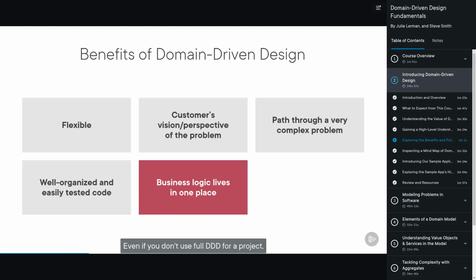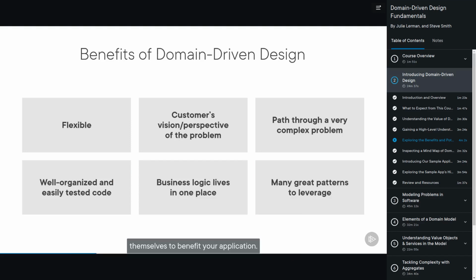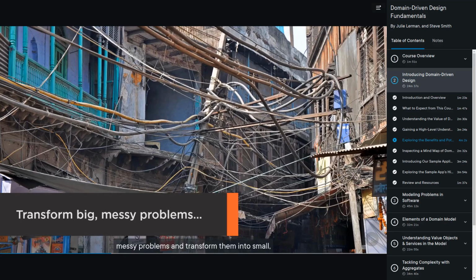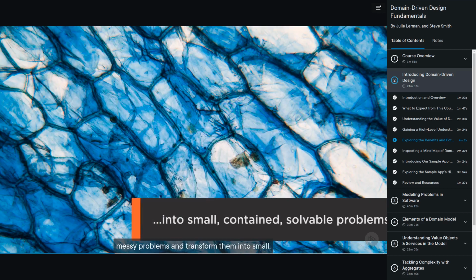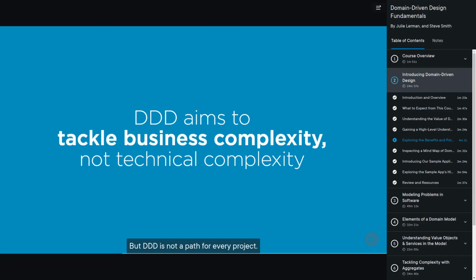Even if you don't use full DDD for a project, there are many patterns and practices that you can use by themselves to benefit your application, so keep watching even if you don't think you'll need all of it. We often describe DDD as a way to take big, messy problems and transform them into small, contained, solvable problems. But DDD is not a path for every project. Its real benefit is for complex domains.